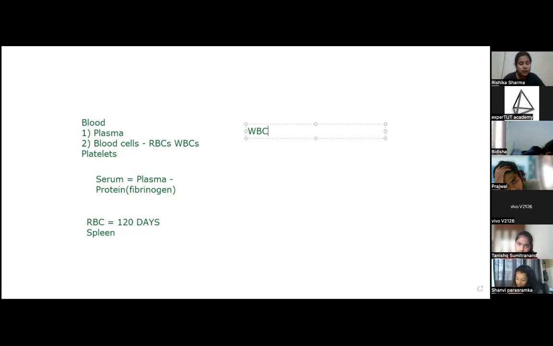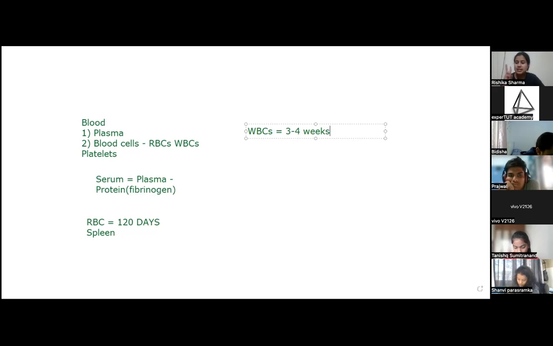Next, we come to WBCs. So when we talk about WBCs, the lifespan of WBCs is 3 to 4 weeks. WBCs are white blood cells. They basically help in building the immunity of your body and fighting infections.